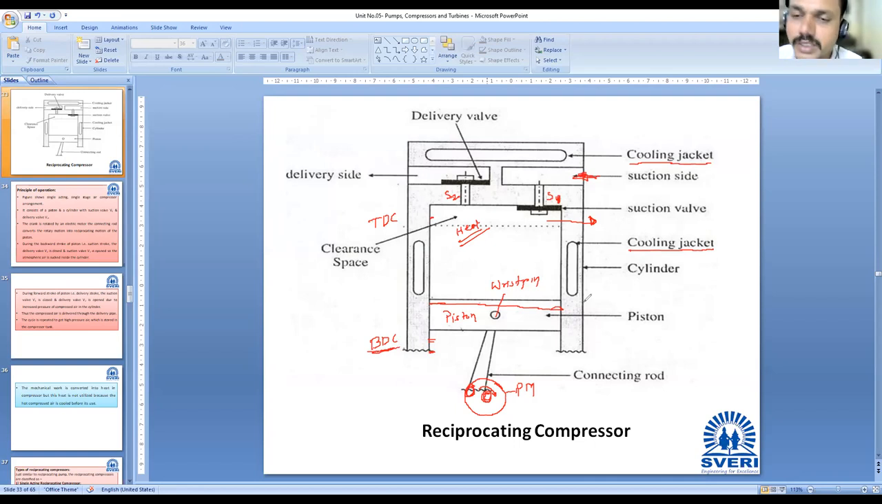Okay. One is for entry. In one of the holes, a valve is fitted through which air will come in. So we call it the suction valve. And on the other side, we have another valve from where pressurized air will be delivered. So this valve is called the delivery valve. Okay. To take out heat from this compressor, cooling jackets are provided. So this one is the cooling jacket. So these cooling jackets are provided to the reciprocating compressor. Get it? This is the construction. Understand.